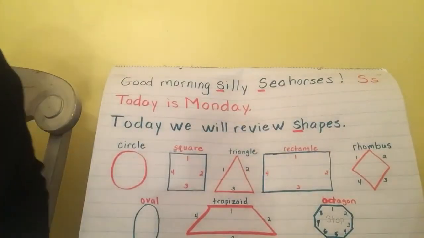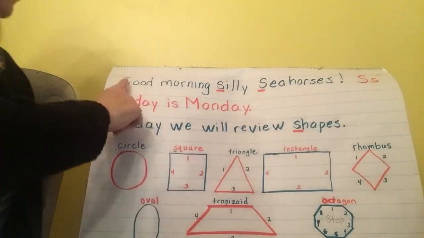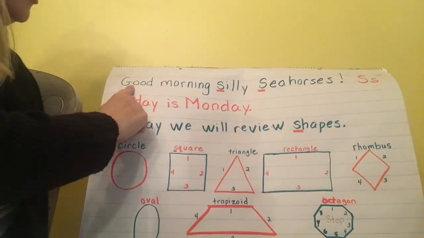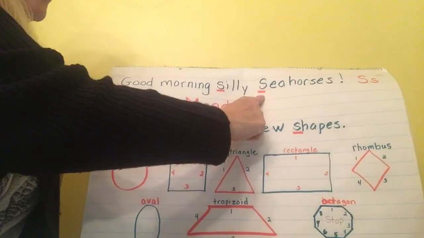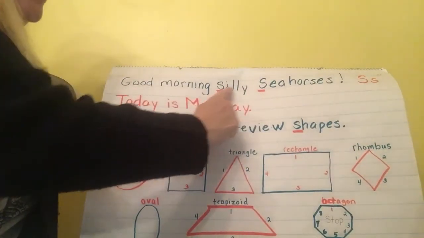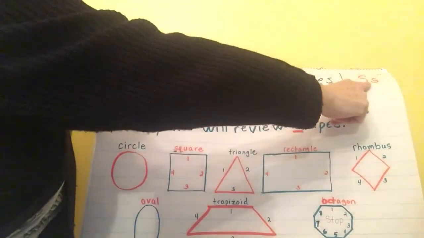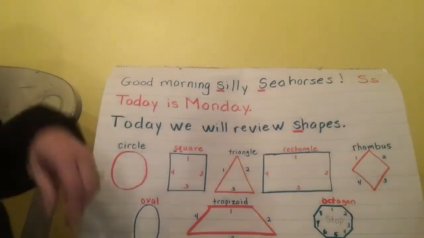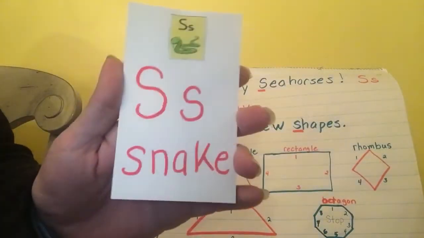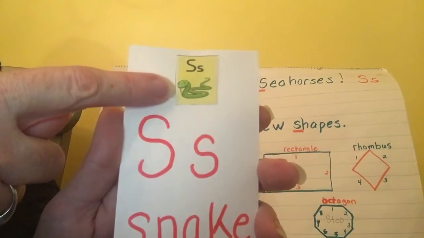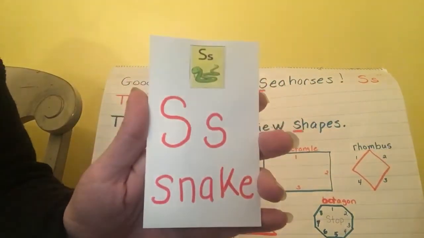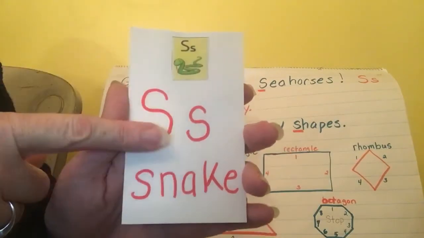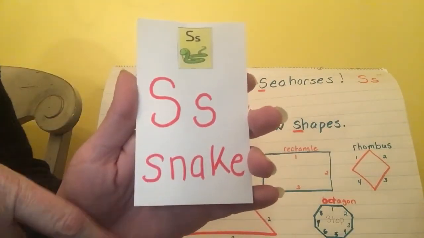All right. So first thing, we're going to start all the way over here. Good morning, silly seahorses. And silly and seahorses both start with S. If you remember, we have our word wall. We would have S, snake, S. You try it. S, snake, S. All right.